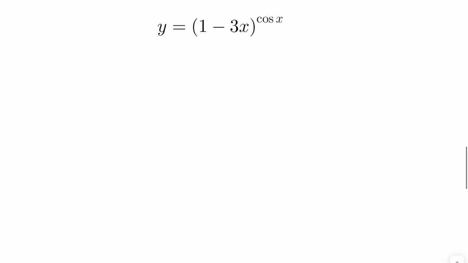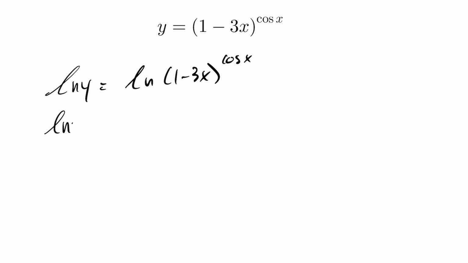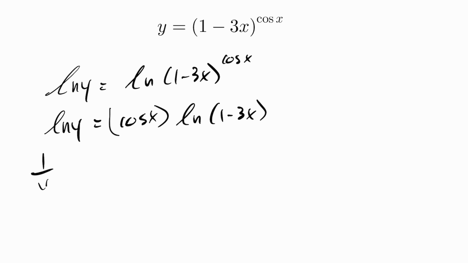Let's take a look at another. In this one, same idea. I'm going to go ahead and take the ln of both sides. So you get ln y is the ln of (1 minus 3x) to the power of cos of x. So I get the ln of y is equal to, you can drop down that cos of x, and you get cos of x times ln of (1 minus 3x). And now again, take the derivative with respect to x.